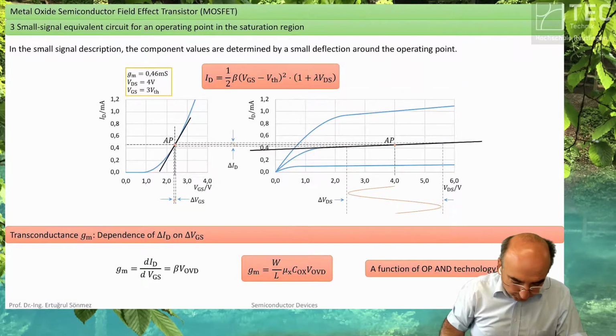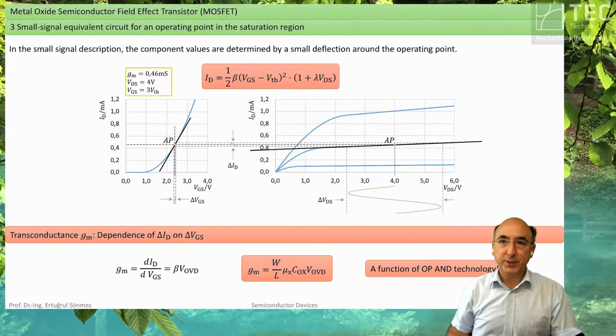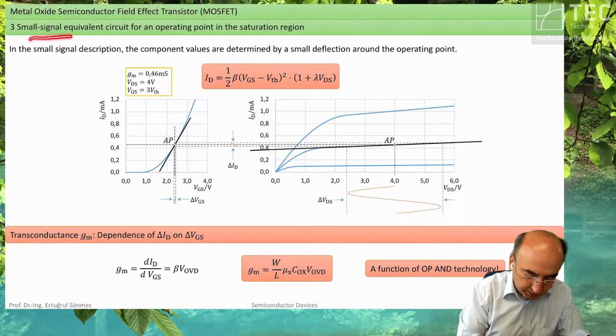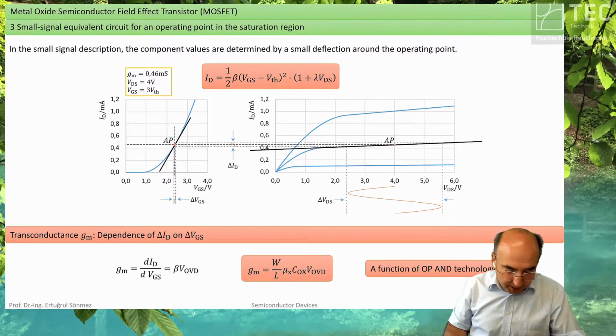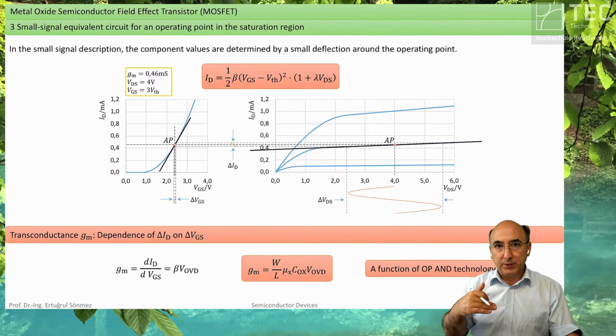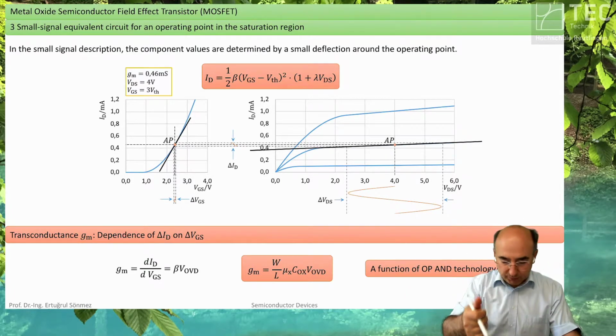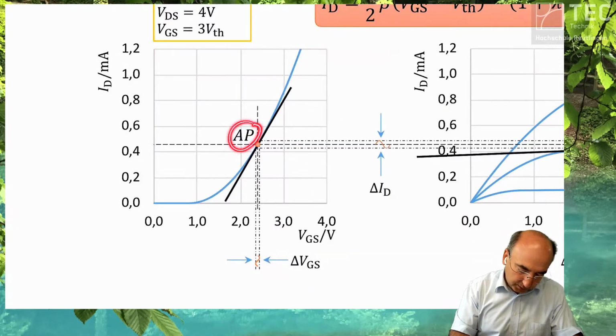Okay, now let's go on to the small signal parameters. What is the small signal parameter? We go to small signals in analog circuit design because we first apply an operation point.